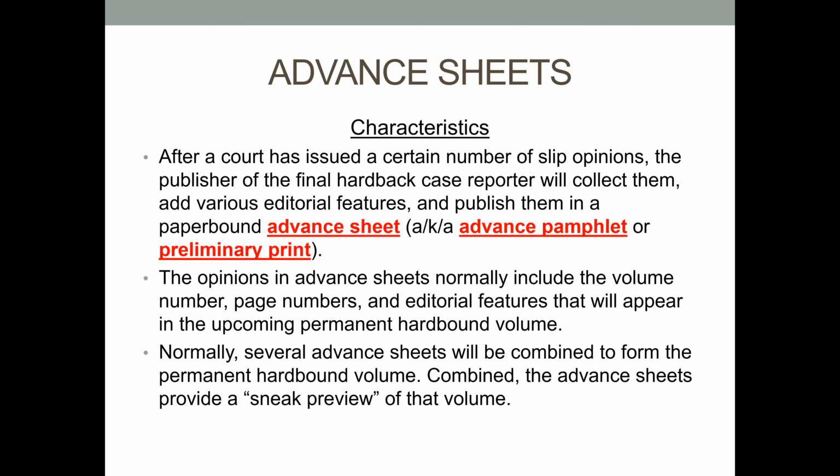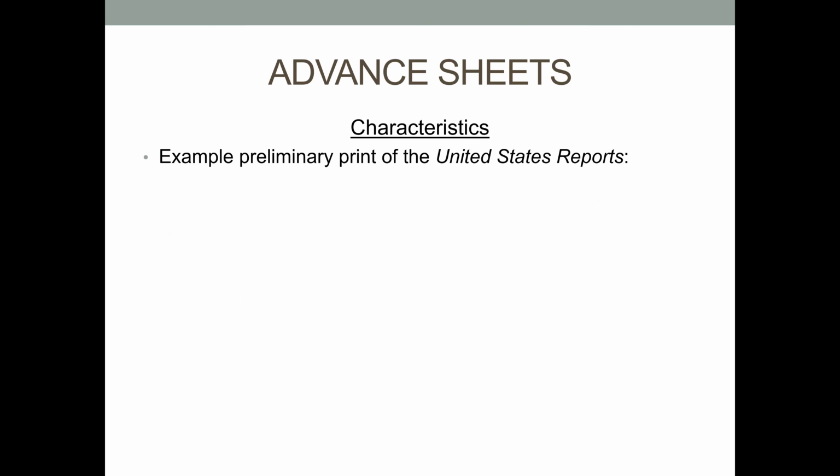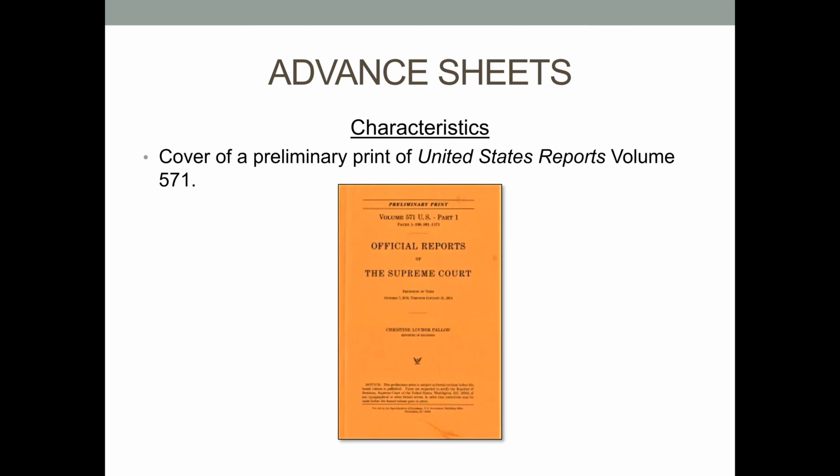So here's an example of the cover of a preliminary print to the United States Reports, which, as we'll see, is the official reporter of United States Supreme Court opinions. And so this is one of the advance sheets that with the others combined will form, or at least back when this was printed, would form volume 571 of the United States Reports.